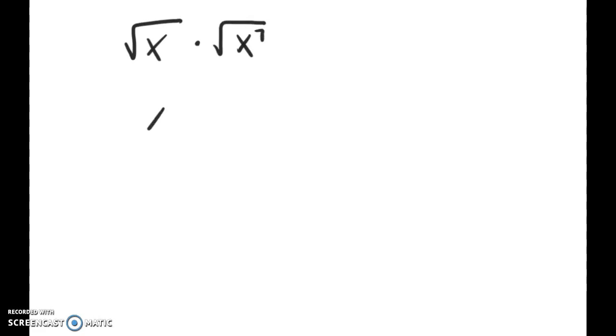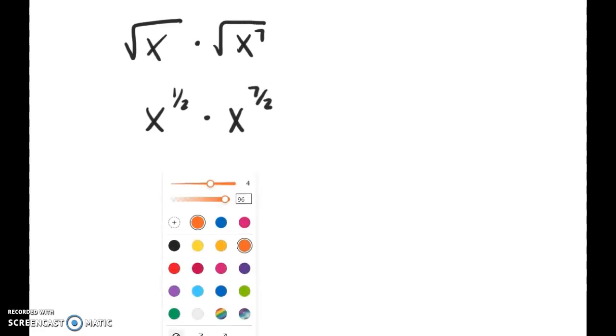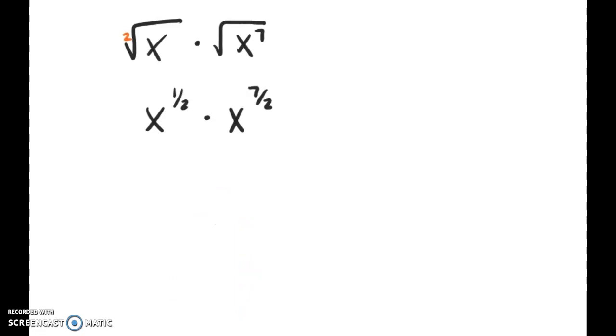How else can I approach this type of problem? If you have the square root of x times the square root of x to the 7th, you can rewrite them in this rational form. So remember the index number. I know the index number is not written here, but you can write it in. It's an index of 2. It becomes the denominator. So the index goes there, and then the number that you see as the exponent becomes the numerator. There is no exponent written here, so it's an exponent of 1.